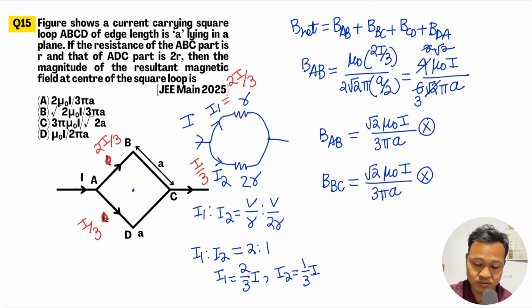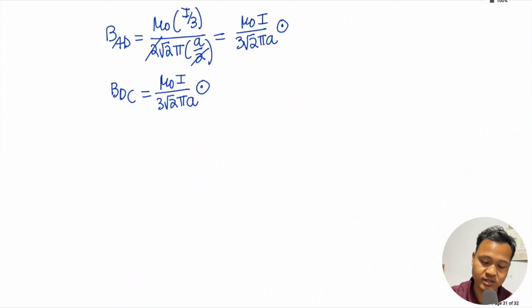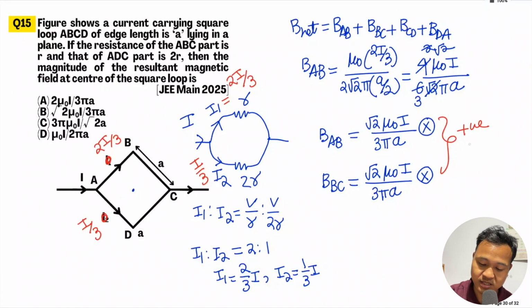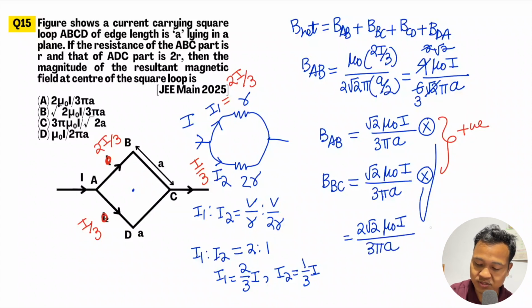So now let's take inward as positive, and outward is negative. So let's say these 2 are negative. Solving these 2, you'll have 2 into mu naught into I divided by 3 root 2 into pi into A, and this is outward. Now the resultant of the first two, solving, you'll have 2 root 2 into mu naught into I by 3 pi A. Okay, so this is inward.